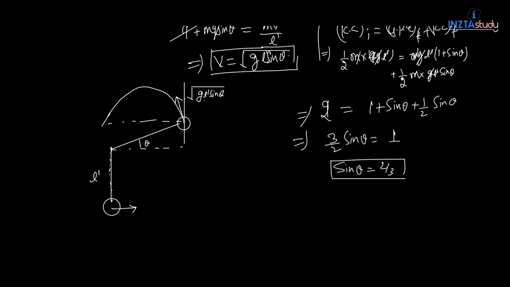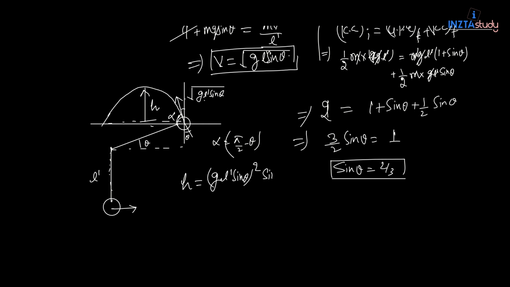If this is the vertical line and this is the horizontal line, and this angle is theta, then this angle is also theta. If this is alpha, then alpha is equal to pi by 2 minus theta. So we can calculate the maximum height which it is going to travel. The maximum height for a projectile motion is v square sin square alpha by 2g, where v square is g L dash sin theta.